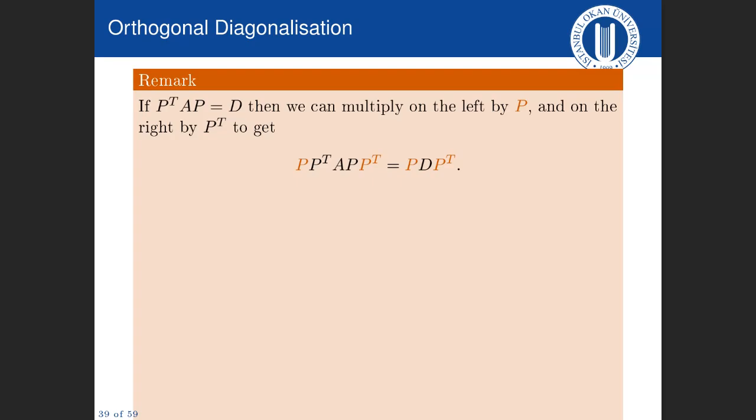If P transpose AP is equal to D, then we can multiply on the left by P, and we can multiply on the right by P transpose to get P P transpose A P P transpose, which is P D P transpose. But of course, because P transpose P is just the identity matrix, this is just the same as saying A is equal to P D P transpose.